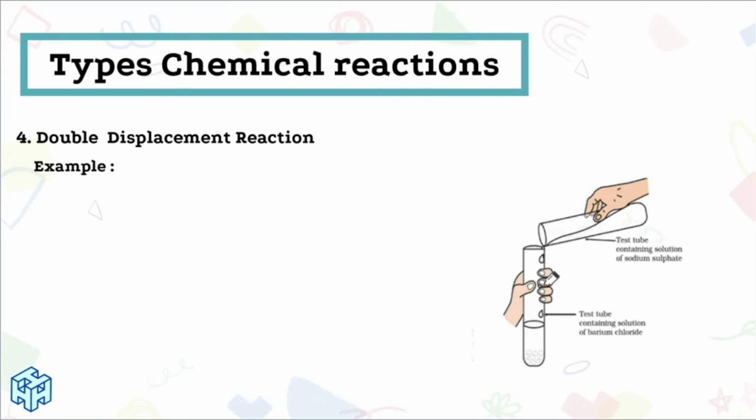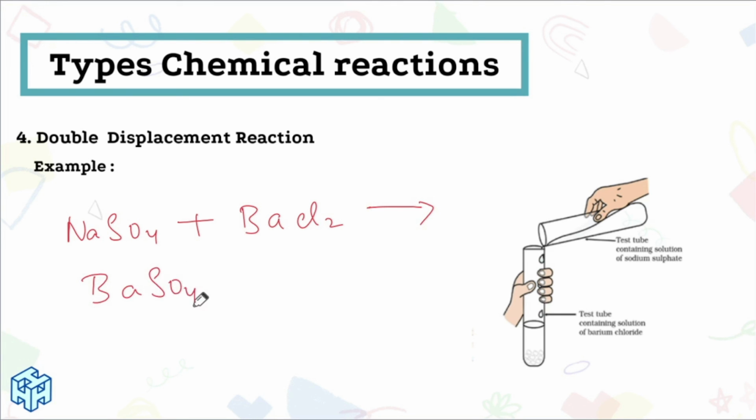Let me give you an example. I have a sodium sulfate solution. I am adding barium chloride solution, which will give me a barium sulfate precipitate. PPT is nothing but a solid structure, plus NaCl, sodium chloride solution. Are you able to get it? Yes, this is perfect. What are the 4 types of reaction we have studied?